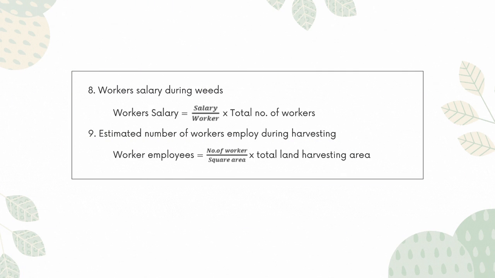Number 8, worker salary during weeding. Worker salary is equal to salary over worker times total number of workers. Number 9, estimated number of workers employed during harvesting. Worker employees is equal to number of workers over square area times total land harvesting area.